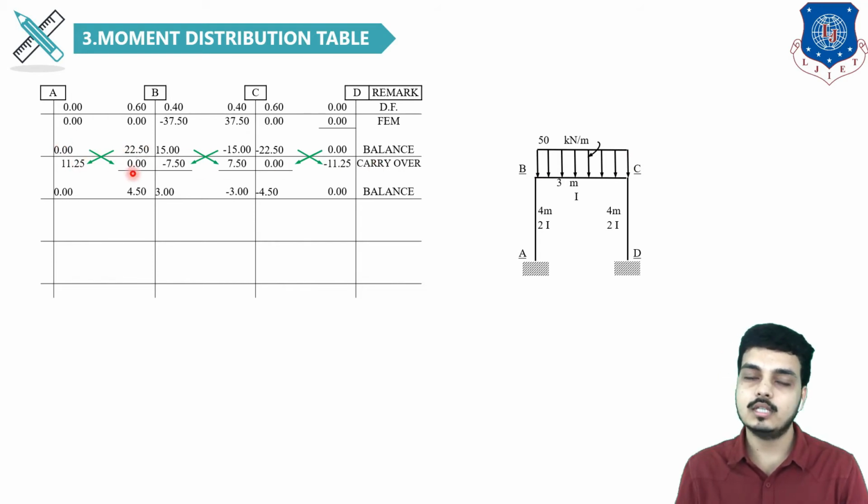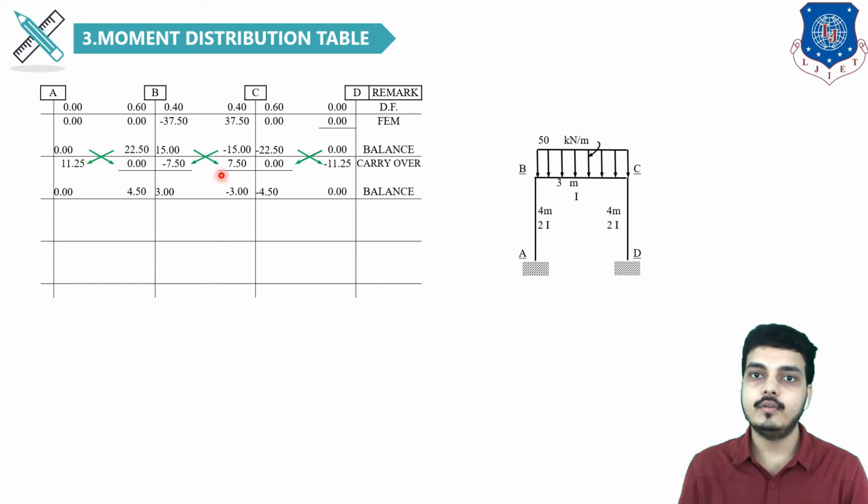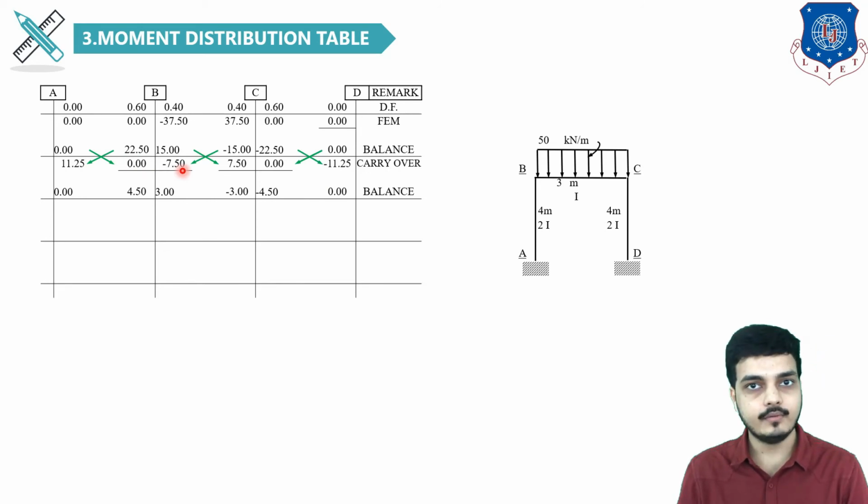Look, half of 0 is 0. Half of 22.5 is 11.25. Half of 15 is 7.5. 7.5 minus 22.5 is minus 15, and 0 will be 0. Now we follow this step, meaning the algebraic sum of these two is minus 7.5. Change the sign to plus 7.5 and multiply with these two, and I get these two values, 4.5 and 3. Similarly, if this is multiplied with this, I get the same value with a different sign. The same process is repeated.